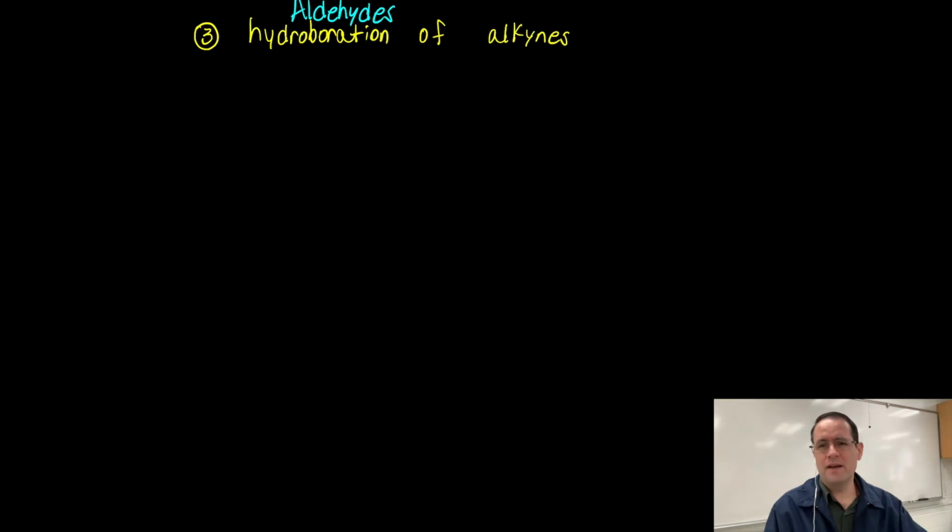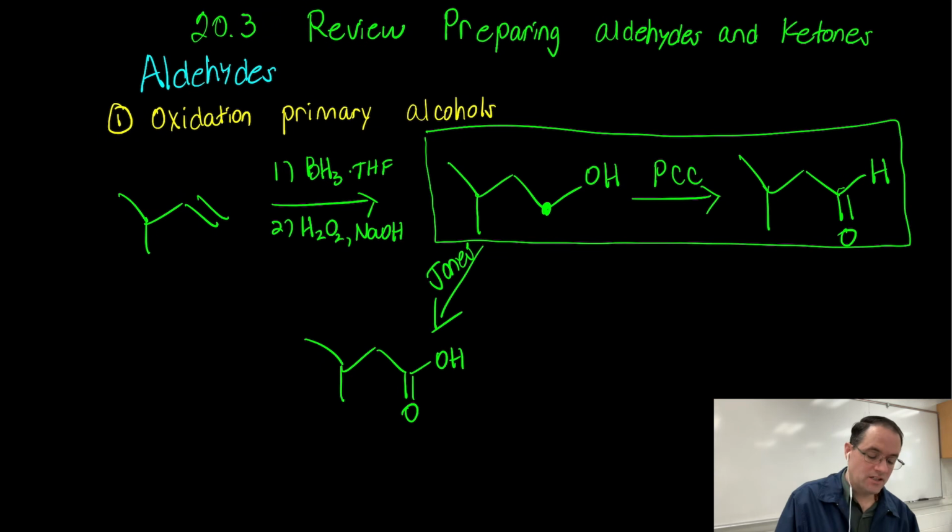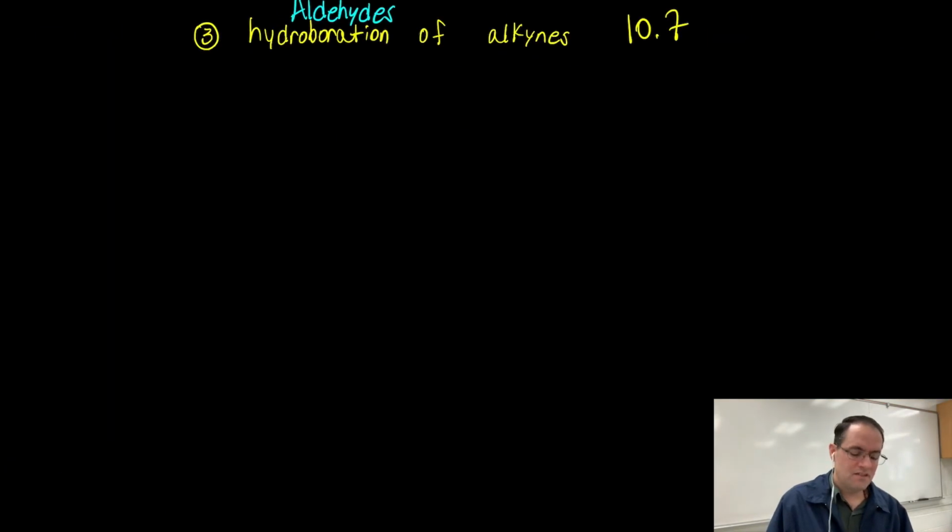The third way you can prepare aldehydes is from alkynes. And this comes from section 10.7, okay? 10.7. For reaction 1, in case you're taking notes and you need to review it, that's chapter 13, section 10, okay? And these section numbers are from the 2nd edition textbooks. You might have to look around a little bit if you have the more recent editions.